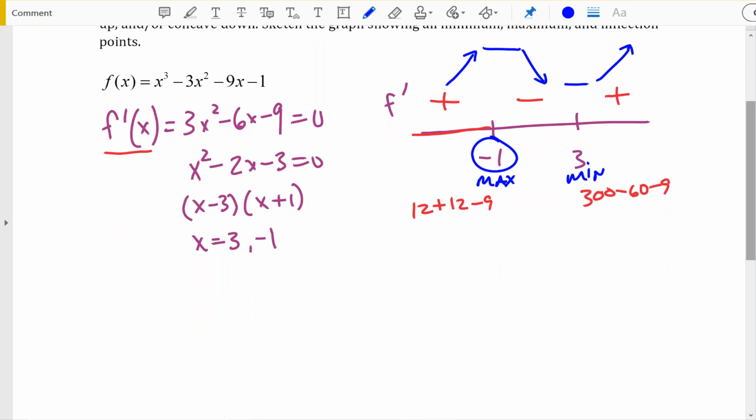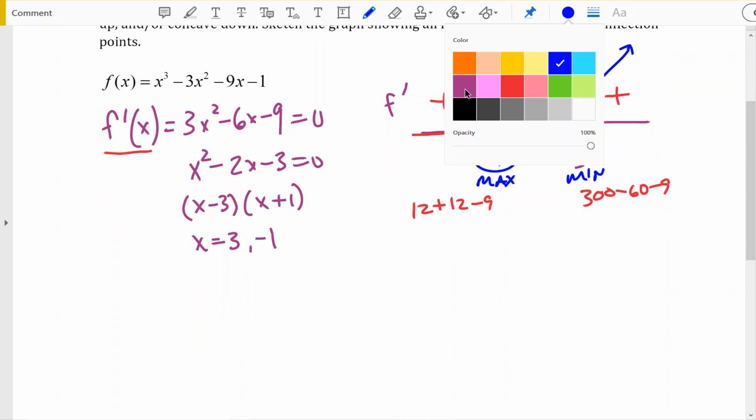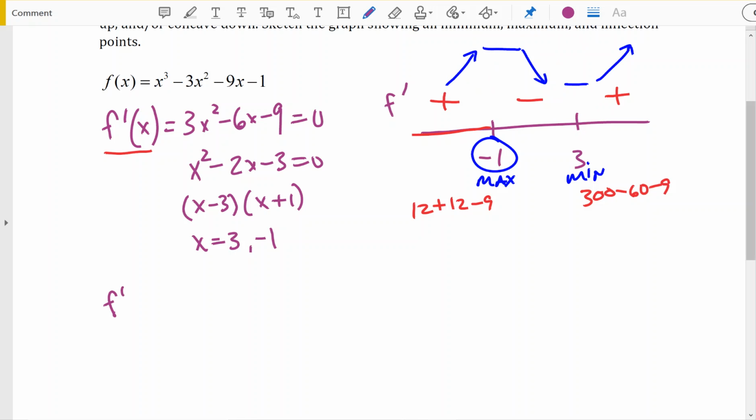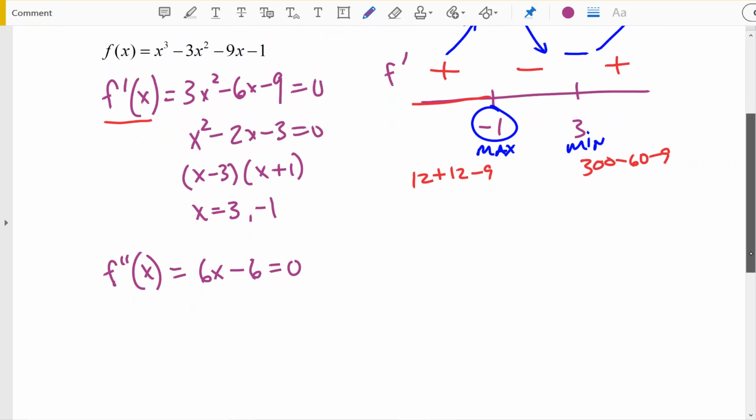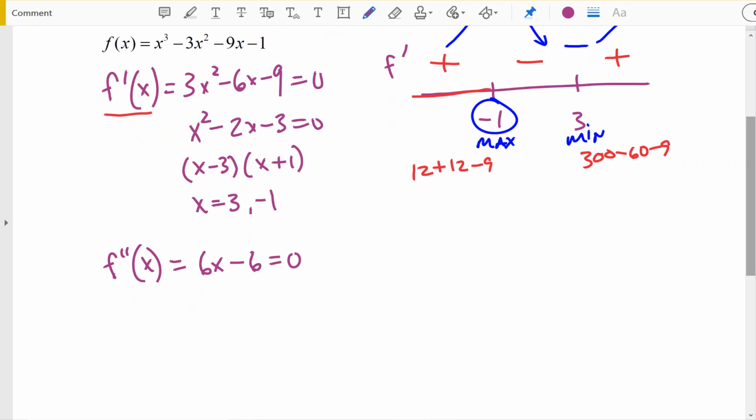Let's move on to concavity, and for that we'll use the second derivative. So the second derivative of x, and be careful, make sure you go all the way back to the first derivative, equals 6x minus 6. And let's figure out our potential inflection point by setting it equal to 0. It gives us the value of x equals 1.